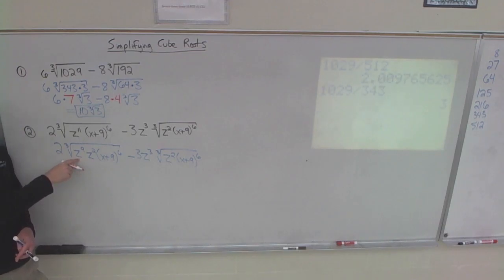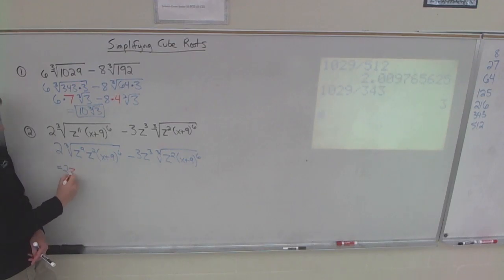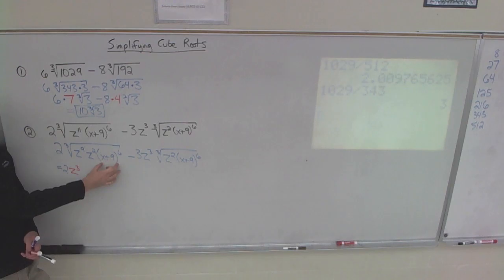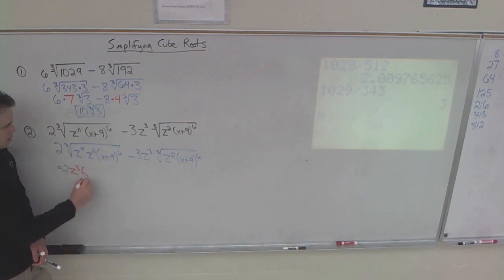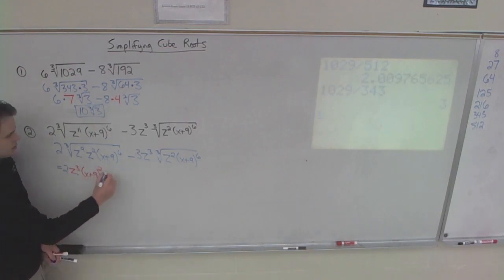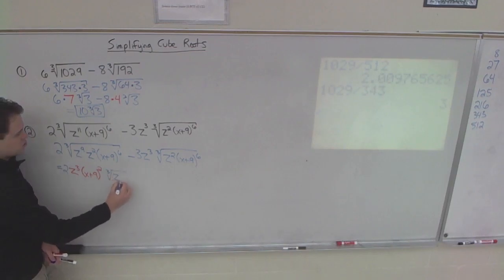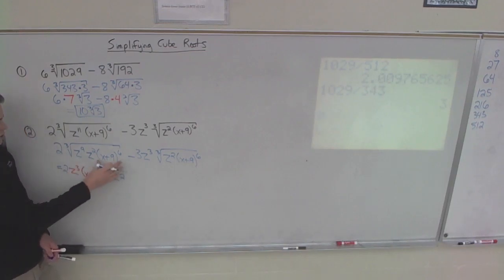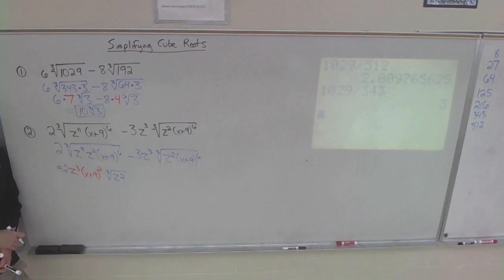Cube root of Z cubed is Z. That happens 3 times. So Z cubed is what comes out. How many times does it cancel for this big chunk? 2. It cancels twice. So x plus 9 quantity comes out twice. And there's no leftovers except for the Z squared. This came out, and this whole chunk came out.